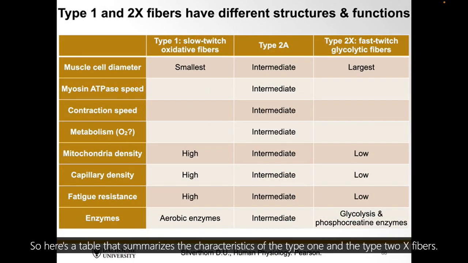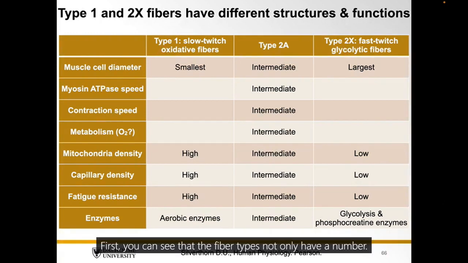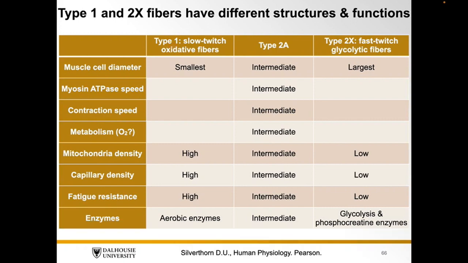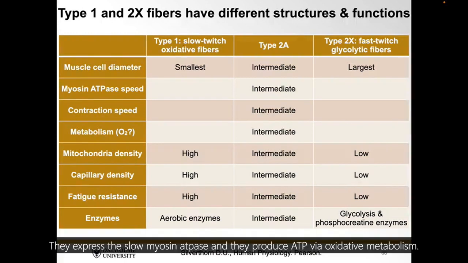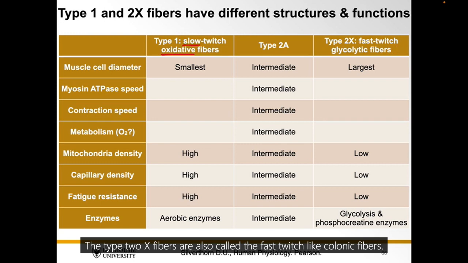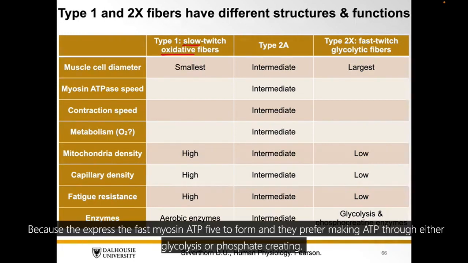So here's the table that summarizes the characteristics of the type 1 and the type 2X fibers. First, you can see that the fiber types not only have a number, they also have a name. The type 1 fibers are called the slow twitch oxidative fibers. This name really ties in the 2 core characteristics of these fibers. They express the slow myosin ATPase and they produce ATP via oxidative metabolism. The type 2X fibers are also called the fast twitch glycolytic fibers because they express the fast myosin ATPase isoform and they prefer making ATP through either glycolysis or phosphocreatine.